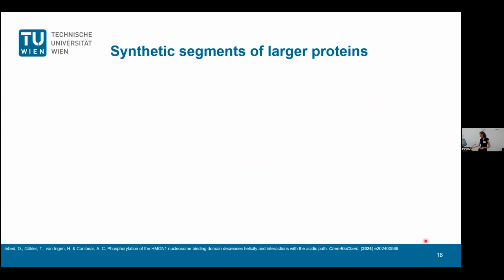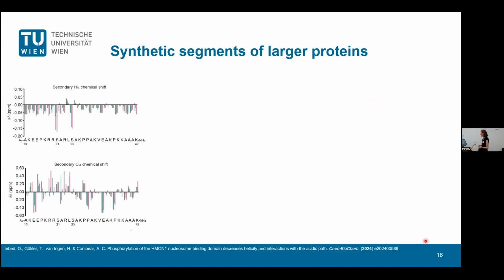Then, of course, we put them in the NMR spectrometer and got 2D data. I must say, even for 30 residues, this was, I think, one of the hardest assignments I've done, because it's basically all arginines and lysines and prolines, and everything sits on top of each other. So this was really challenging even for 30 amino acids.